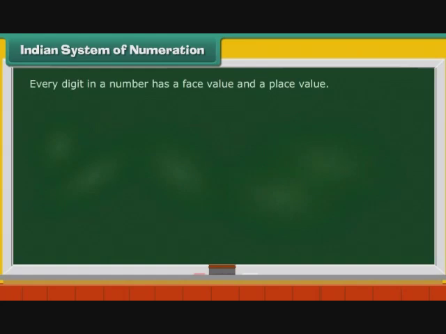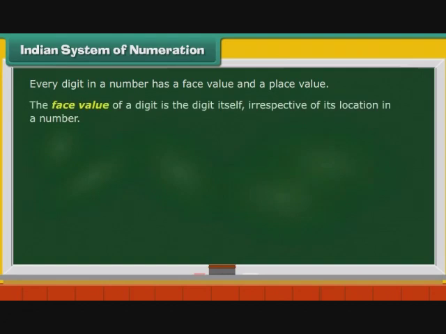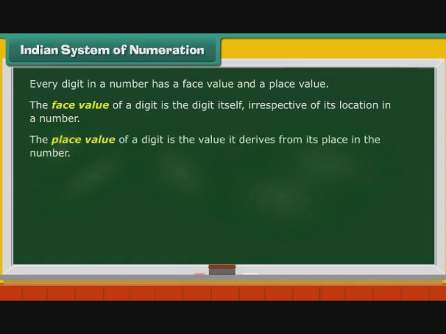Every digit in a number has a face value and a place value. The face value of a digit is the digit itself, irrespective of its location in a number. The place value of a digit is the value it derives from its place in the number. The place value chart makes it easy to read a number.